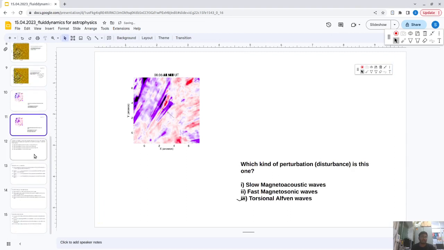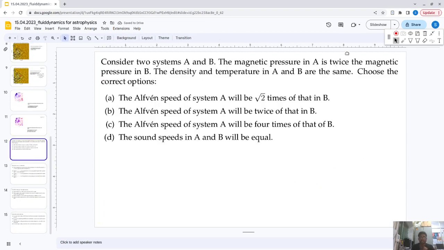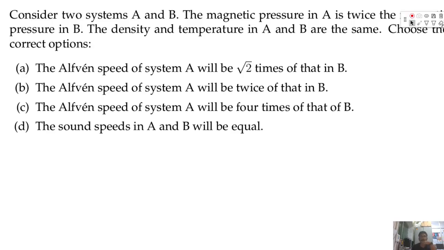Now we can have the next question. So we consider two systems A and B. The magnetic pressure in A is twice the magnetic pressure in B. Now the density and temperature in A and B are the same. Choose the correct options. So how do we find out about the Alfvén speed?